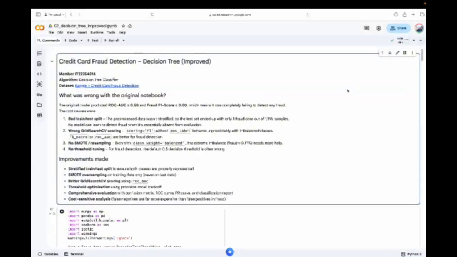In this part, I implemented a decision tree model for credit card fraud detection. Initially, the model completely failed, with ROC AUC around 0.5 and F1 score 0. It means it couldn't detect fraud at all. So I improved the pipeline step by step to handle class imbalance, optimize parameters, and improve detection performance.